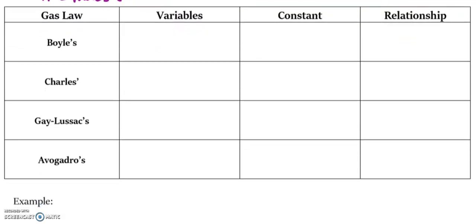All right, so Boyle's law is our first one. Boyle's law is when pressure and volume change. So that means moles and temperature are constant. Moles and temperature aren't changing, but if I change the pressure, the volume will change. Or if I change the volume, the pressure will change. And the relationship between these two is inverse. So as the pressure goes up, the volume will go down.